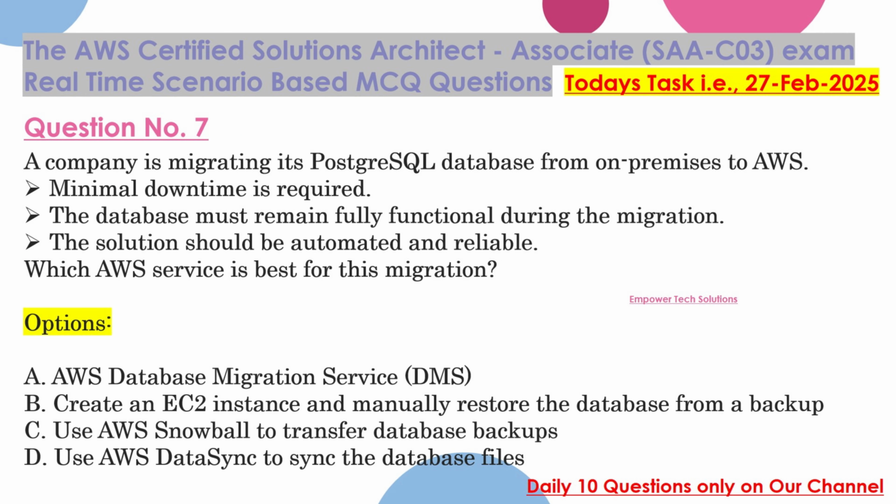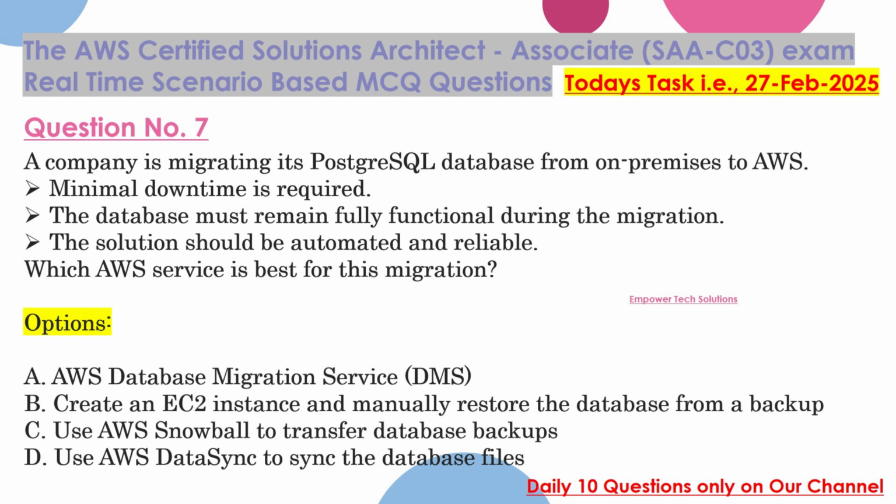Question 7. A company is migrating its PostgreSQL database from on-premises to AWS. Minimal downtime is required. The database must remain fully functional during the migration. The solution should be automated and reliable. Which AWS service is best for this migration?